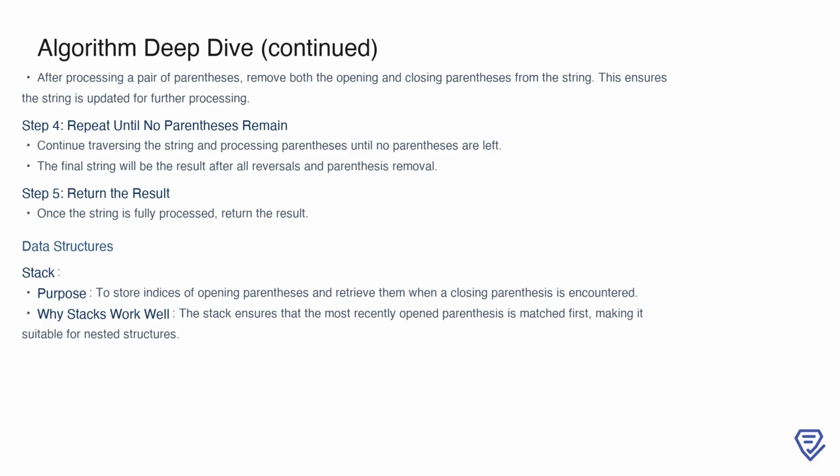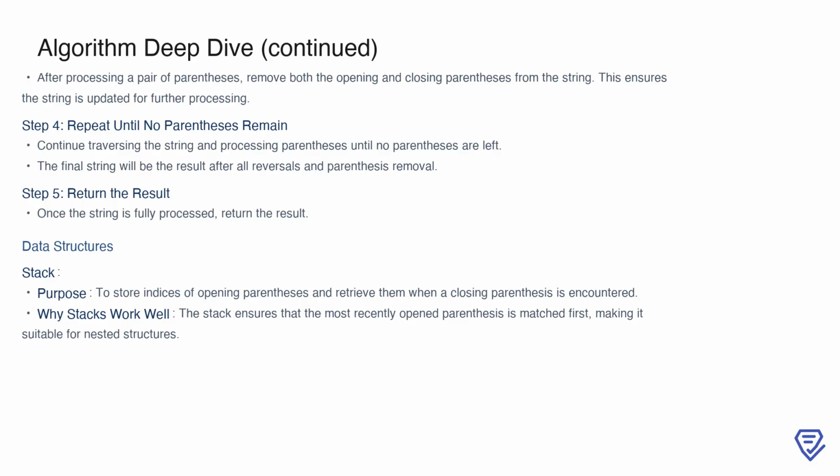The next step is to repeat this process iteratively. We continue traversing the string, looking for any remaining pairs of parentheses. Each time we find a pair, we reverse the substring inside and remove the parentheses. This loop continues until the string no longer contains any parentheses. At that point, the string has been fully processed, and we can return the final result.